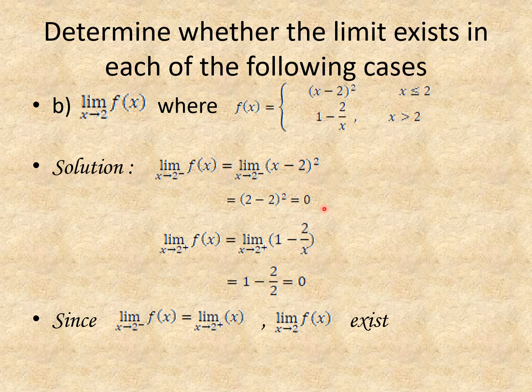So here, look at both of these. They are approaching the same value, which is 0. Therefore, the limit from the left-hand side is equal to the limit from the right-hand side. Then we can make the conclusion that the limit as x approaches 2 of f(x) exists. So here we have discussed two cases, where one is the limit does not exist and the other one is the limit exists.